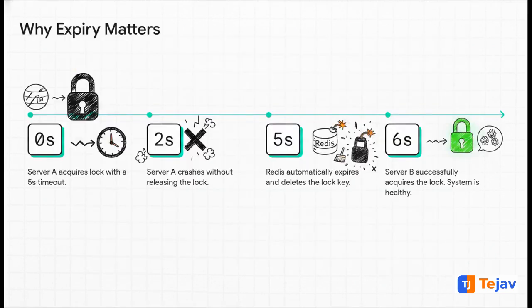Let's just walk through this. At time 0, server A gets the lock with a 5-second timeout. 2 seconds in, the server crashes without releasing the lock. Oh no, disaster, right? Nope, because at the 5-second mark, Redis automatically says, time's up, and deletes the key. So at second 6, server B can come along, grab the now available lock, and the system just keeps on chugging. That is the power of a timeout.